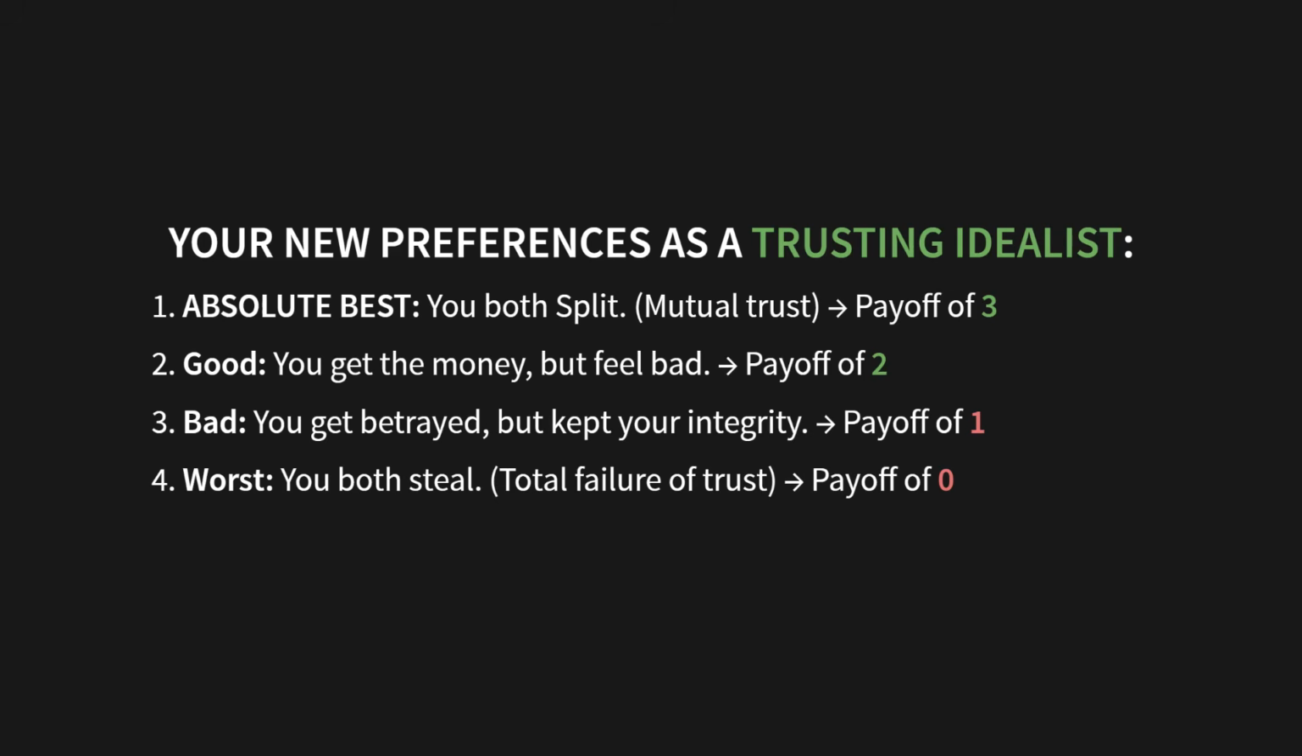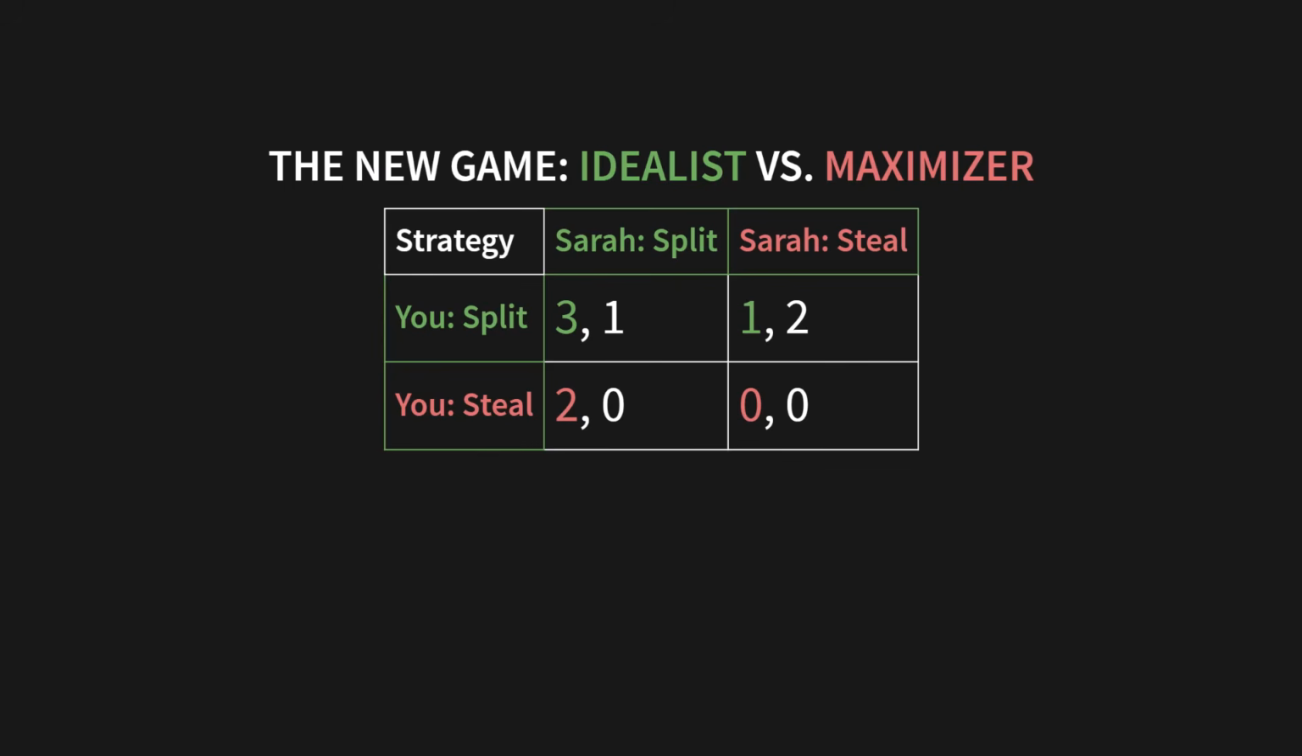Getting betrayed yourself but knowing you kept your integrity, that gets a payoff of 1. And the absolute worst outcome? You both steal. A total failure of trust. That's a 0. Now let's look at the new game.